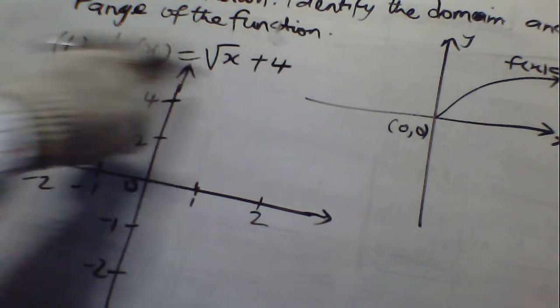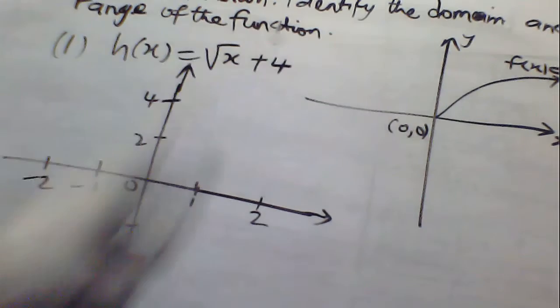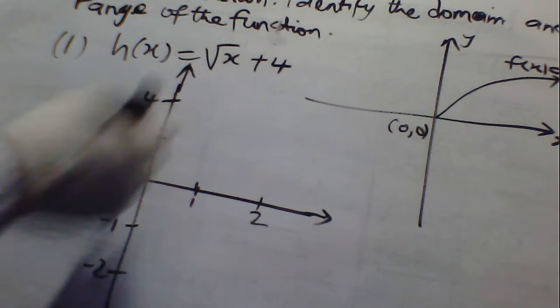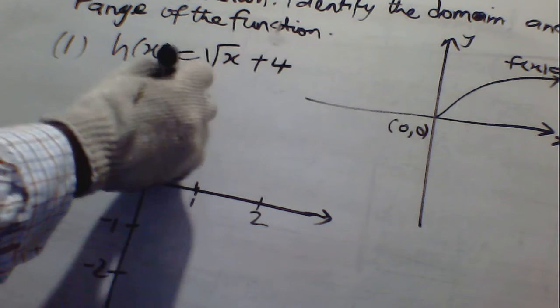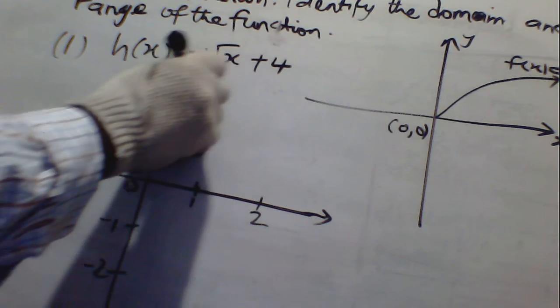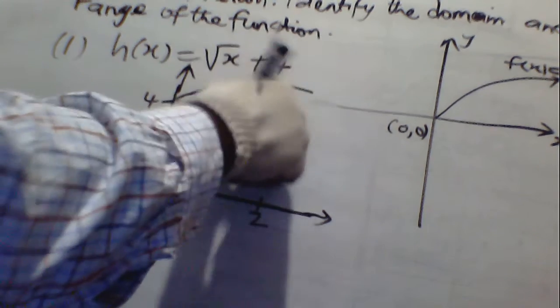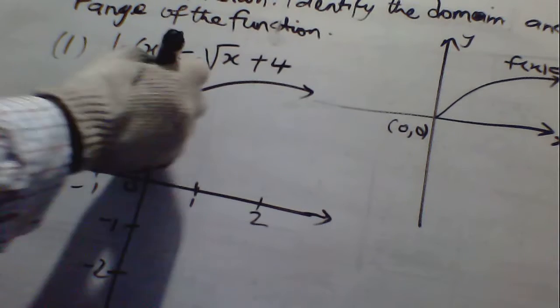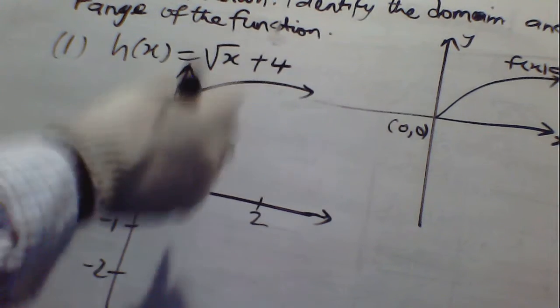Here h of x is equal to the square root of x, which is the parent, at the intercept of what? Plus 4. So it will start from here. This is where the intercept starts. It will look like this. This is the graph of h of x. This is how it may look.